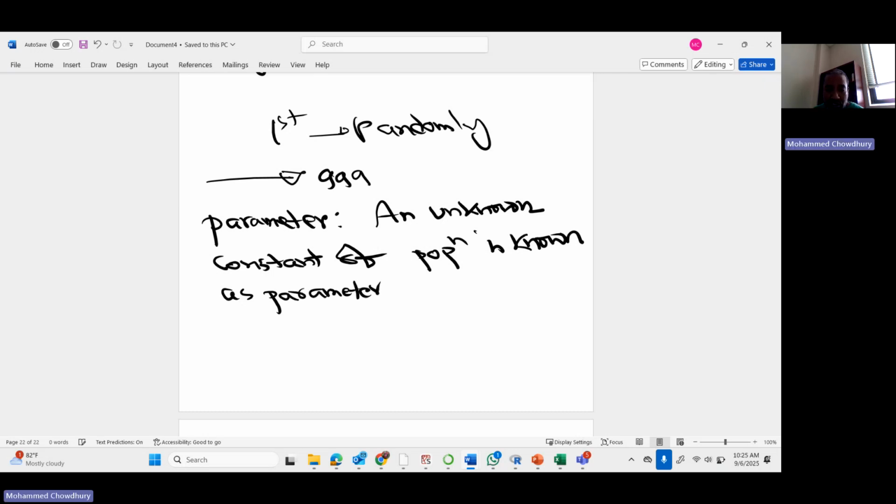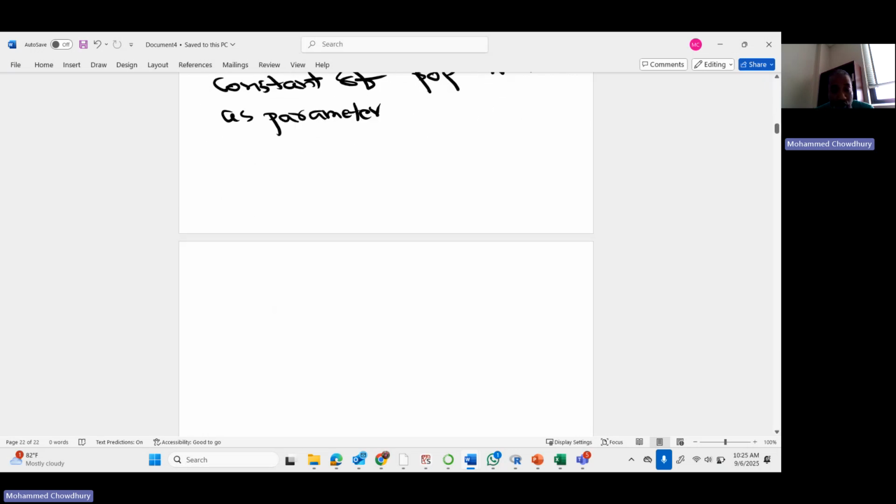An unknown constant of a population is known as a parameter. So for example, EAI data has 2500 managers. What is their average salary? That is unknown, which could be estimated by the sample.